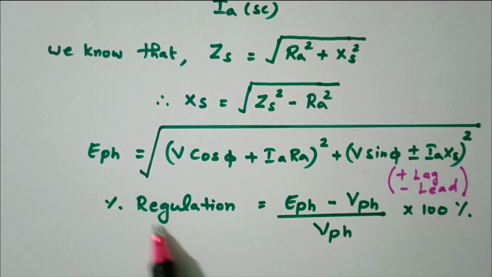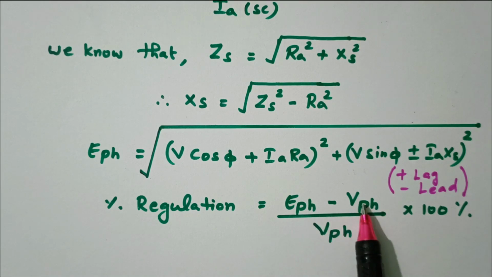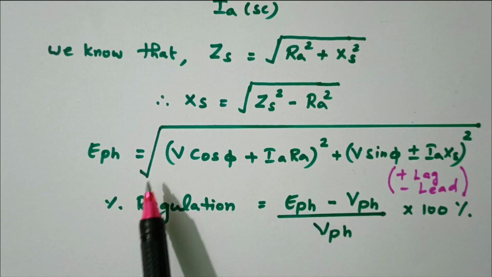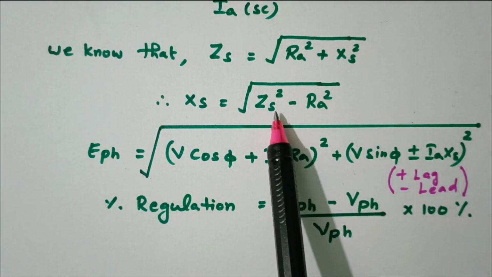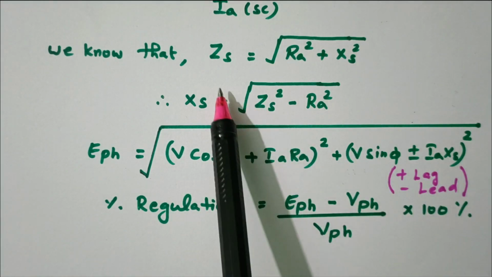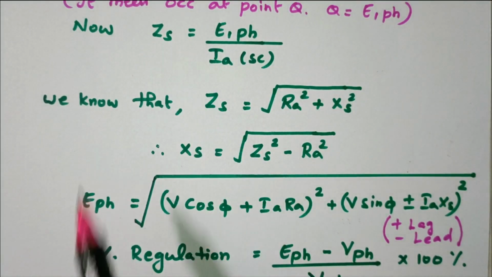Now from E phase we are able to find the regulation. Percentage regulation equals E phase minus V phase divided by V phase into 100. Right? So E phase, V phase is already known. E phase is calculated from this formula. In that, XS is calculated from this formula. ZS is calculated from the graph. From the graph we calculated ZS.